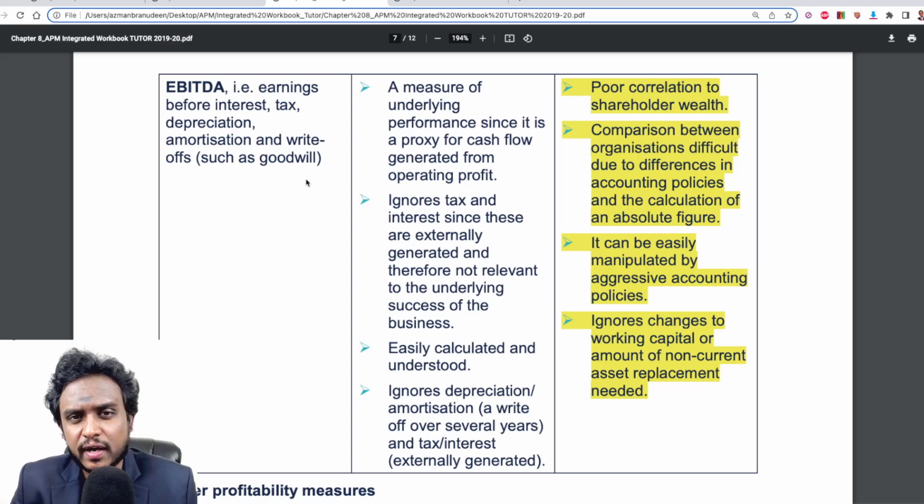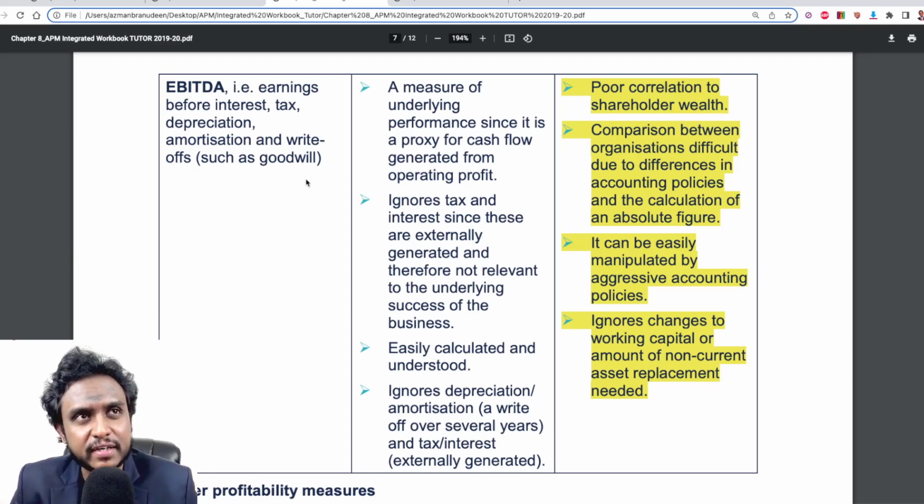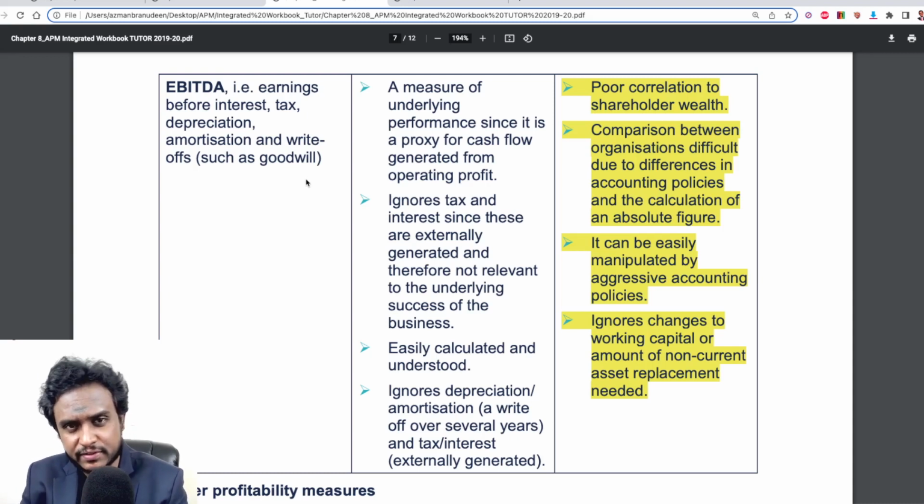And it also gets rid of depreciation, amortization, this kind of non-cash flow, assumed irrelevant cash flows from the figure, to keep the number as clean as possible. So as far as an accounting measure is concerned, it's not a bad figure. Still, the way you recognize revenue and all of that can impact the way it's connected to shareholder wealth. The comparison between organizations can be difficult because of the differences in accounting policies and the calculation of an absolute figure, because different companies can use different policies.